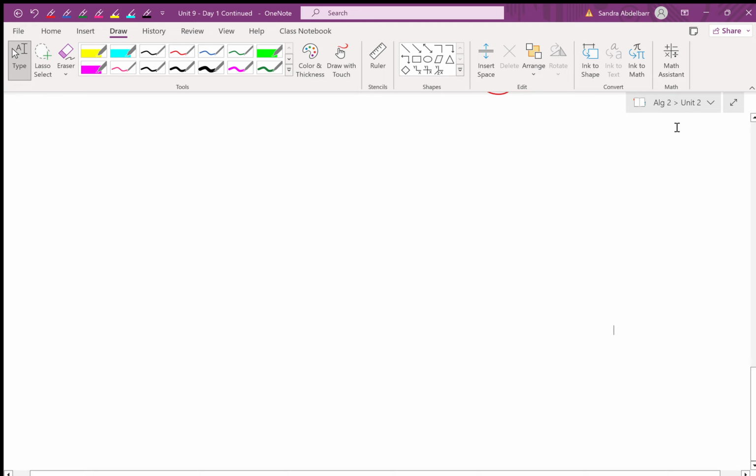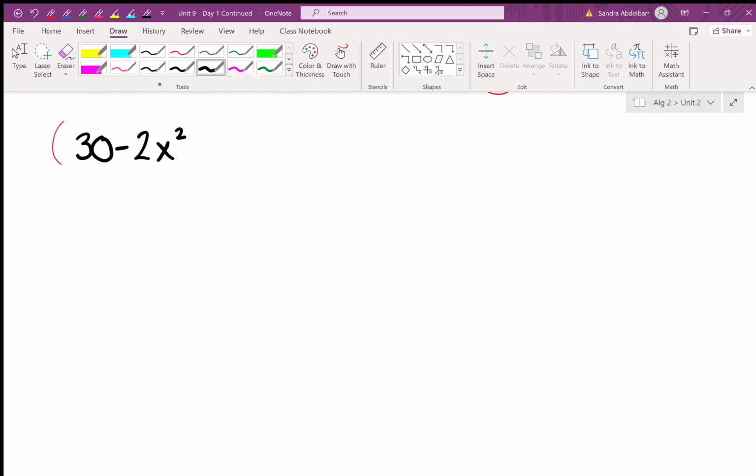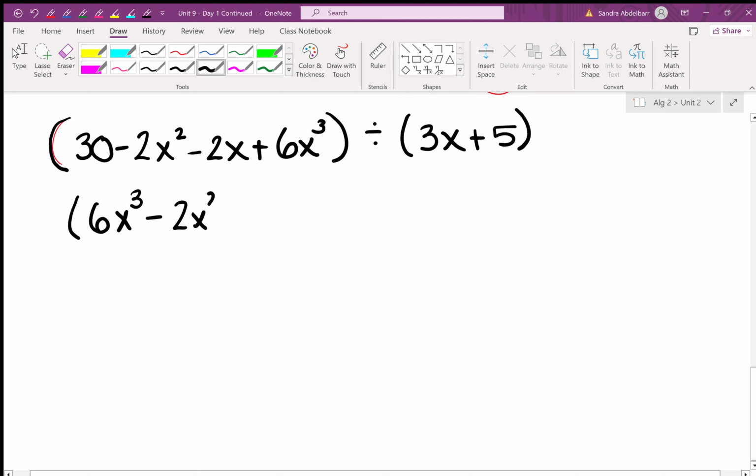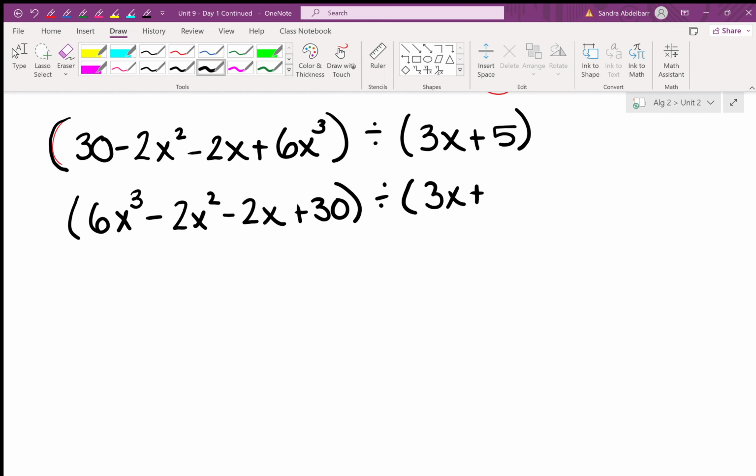So continuing from yesterday, I want us to use synthetic division, and I want us to divide 30 minus 2x squared minus 2x plus 6x cubed. I want us to divide that whole thing by the quantity of 3x plus 5. First thing I want us to realize is the dividend is not in descending order. So let's fix that. So we're going to have 6x cubed minus 2x squared minus 2x plus 30, and we're going to divide that by 3x plus 5.